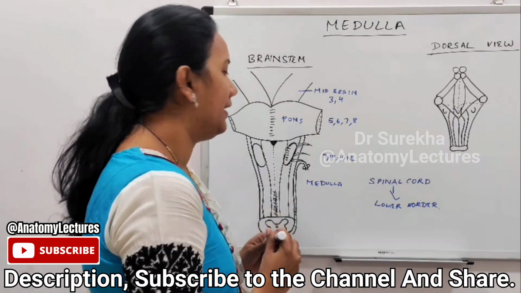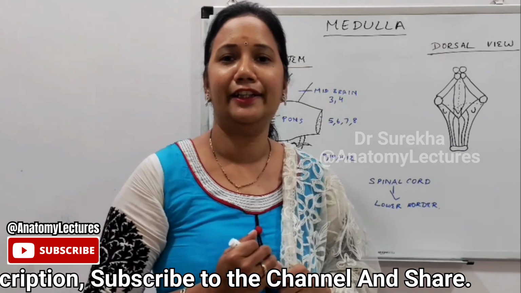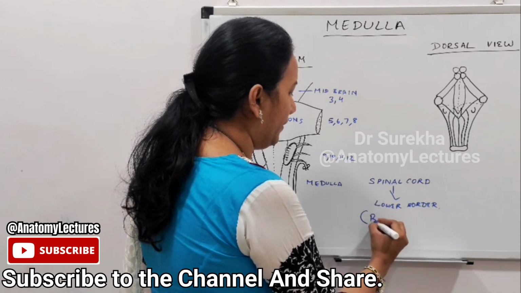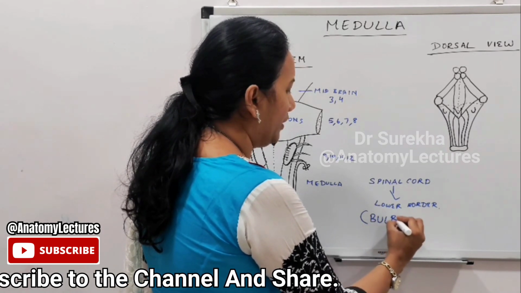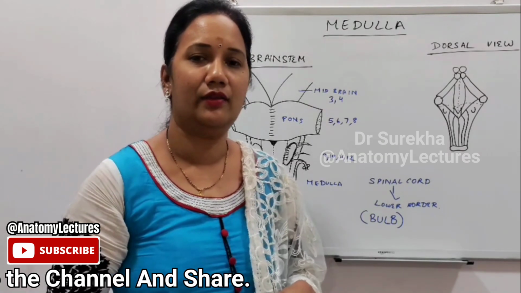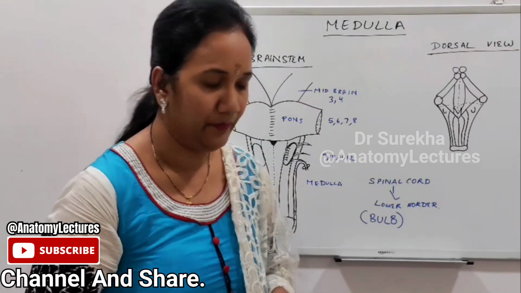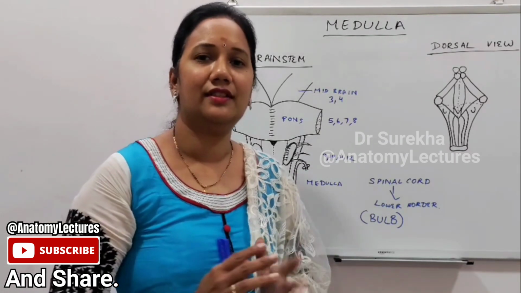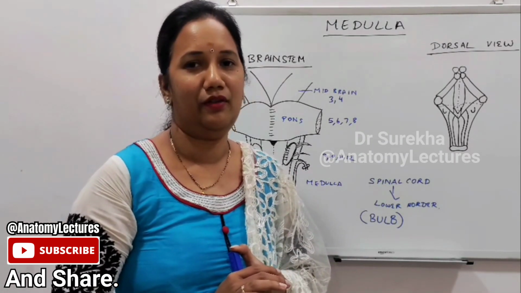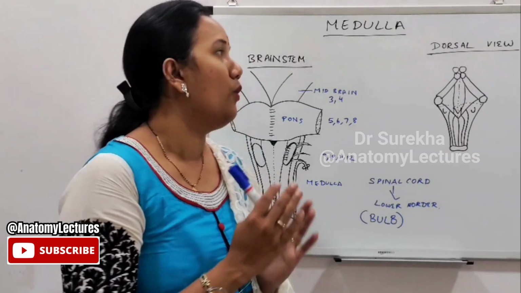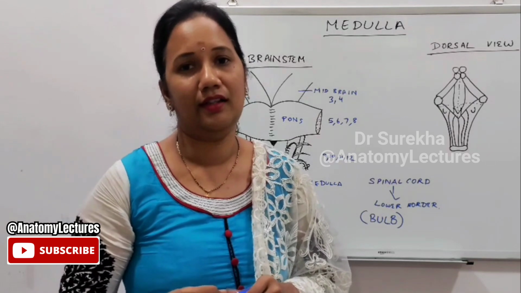The medulla represents a truncated cone, and that is why it is also called the bulb. The other name for medulla is bulb, so medullary palsy is sometimes referred to as bulbar palsy as well. That is because of its shape. When we discuss the external features of the medulla, we describe it under two views, the ventral view and the dorsal view.